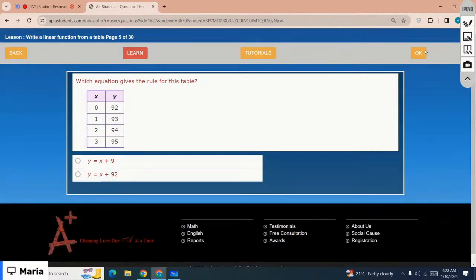Which equation gives the rule for this table? So which is the correct option? Yes, that is y equals x plus 92. The correct option is y equals x plus 92. Option number 2 is the correct option.